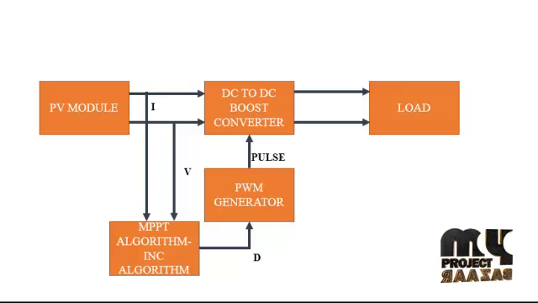The output of the incremental conductance algorithm gives a duty ratio. That duty ratio is fed into the PWM generator. The PWM generator generates the pulses for the boost converter switches. Then the DC to DC boost converter boosts the input voltage to the output, and that output is fed into the load. Here the load can be resistive, inductive or capacitive for this process.